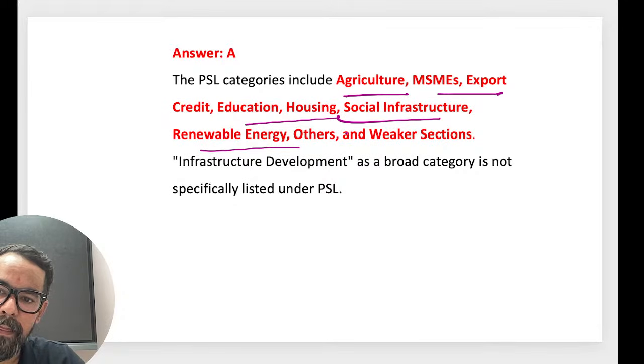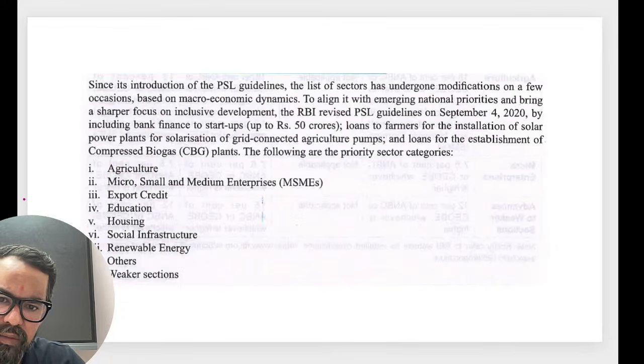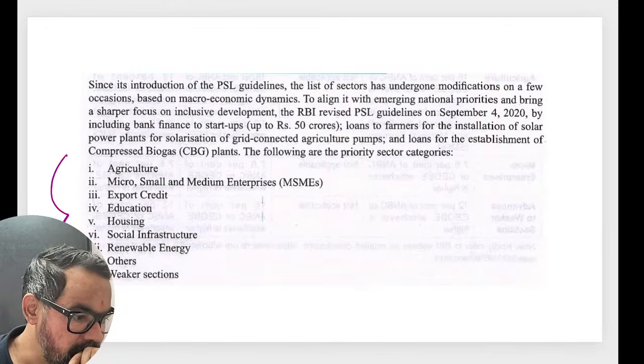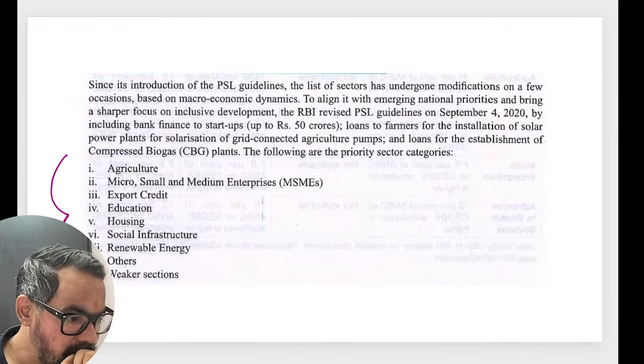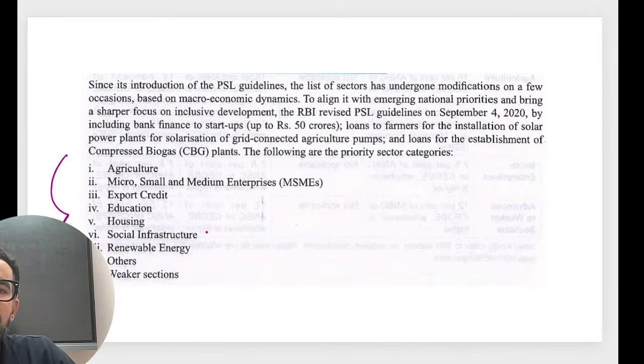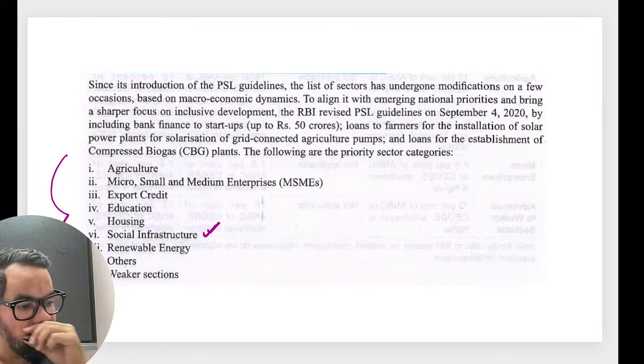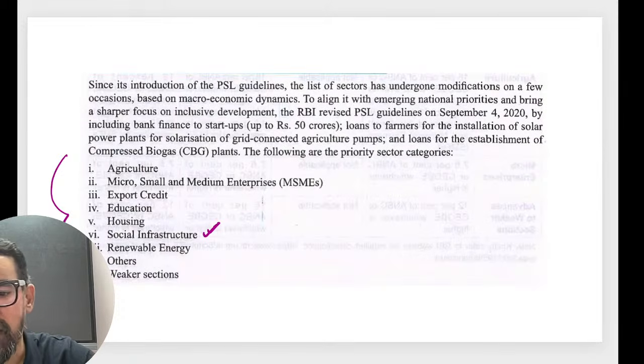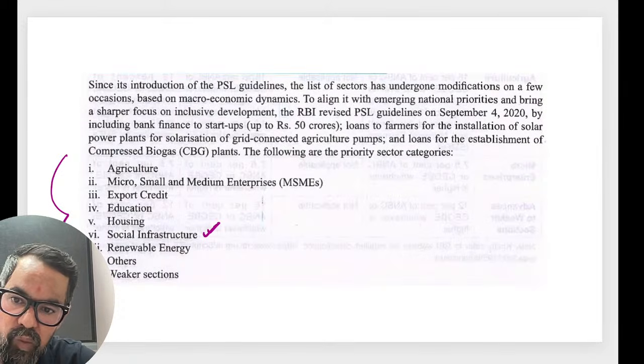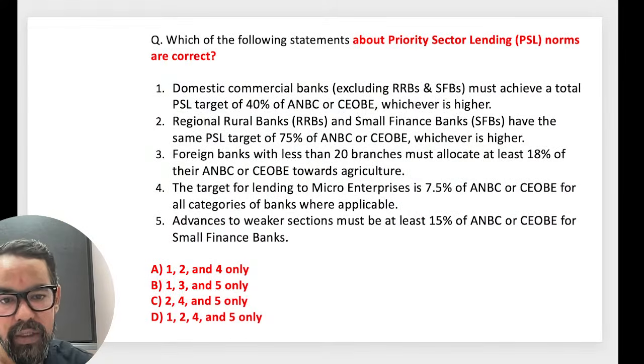What was the case with others? Did I miss something? Social infrastructure, yes. Social infrastructure means healthcare and others, education, buildings and all, they are defined in this one. The rest, like the options, MSME, agriculture, export and others, generally come under this one. So infrastructure which includes only social infrastructure, right? Next one, guys. Let's try one more question.